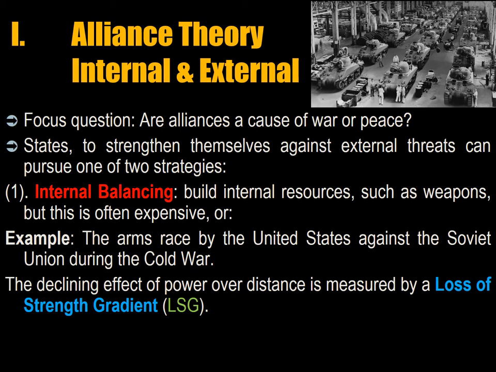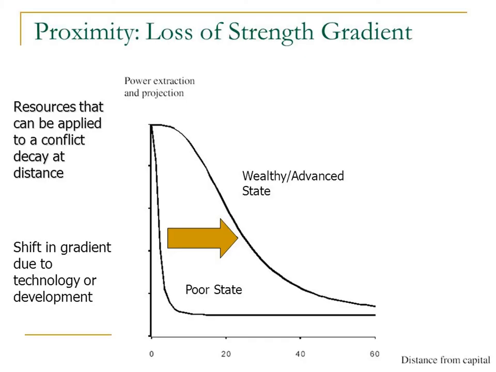For example, the arms race engaged in by the US and the Soviet Union during the Cold War was an attempt to use their internal resources to strengthen their ability to intervene and protect their allies. The declining effect of power over distance is, as I mentioned earlier, measured by the loss of strength gradient. So here's a very simple graphic representation of it. You can see how a wealthy state has a much longer reach than a poor state. So military force allows states, if they have to go to war, to go to war farther out from their territory and not inside their territory.